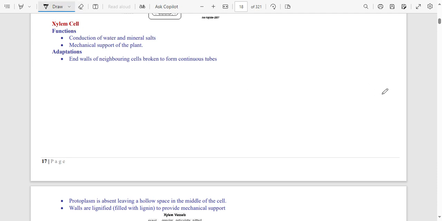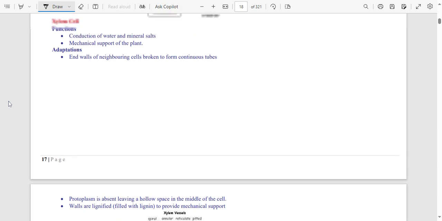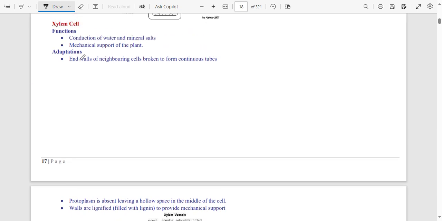Now, you really need to know about the adaptations. Why is it that the xylem cell can conduct water and mineral salts? Remember, this is conduction, it just allows water and mineral salts to move up. And why is it necessary for mechanical support? One adaptation is that its end walls, the end walls of the neighboring cells, are perforated. The meaning of perforated is that they are broken to form a continuous tube.